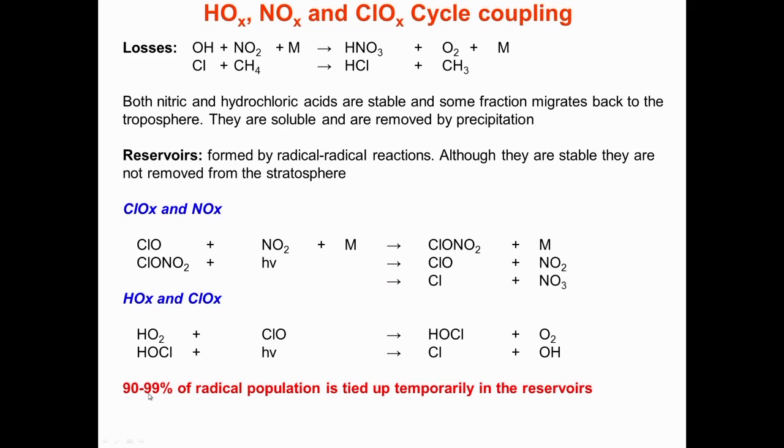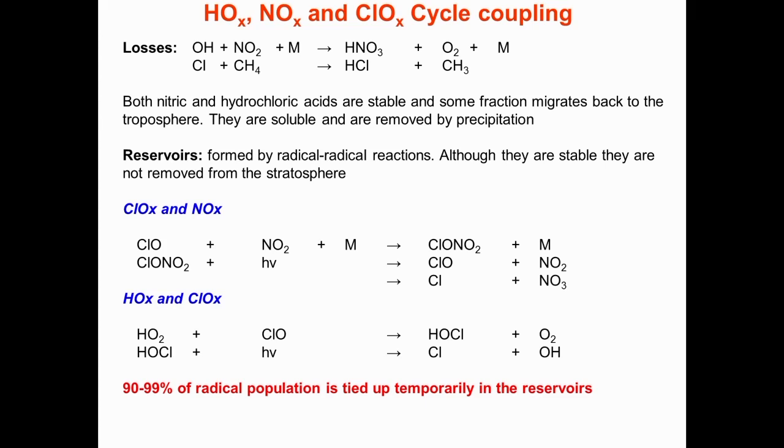And if you look at this, between 90 and 99% of the radicals that destroy the ozone are locked up in the reservoirs. So they're just waiting there. They are potential ozone destruction waiting to happen. But it doesn't happen all of a sudden. So it stops the continuous destruction of ozone and waits until the conditions are right to lead to ozone destruction events.